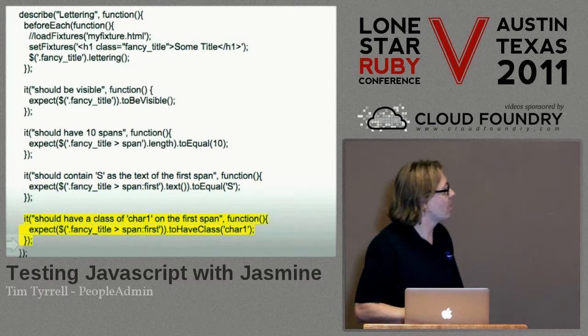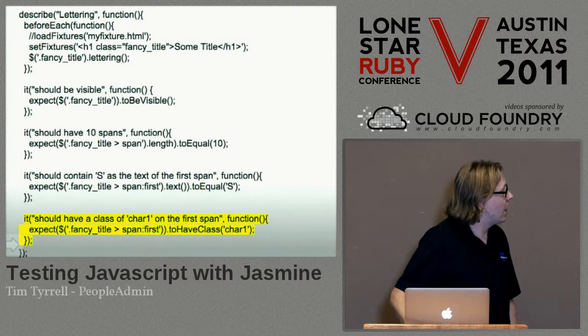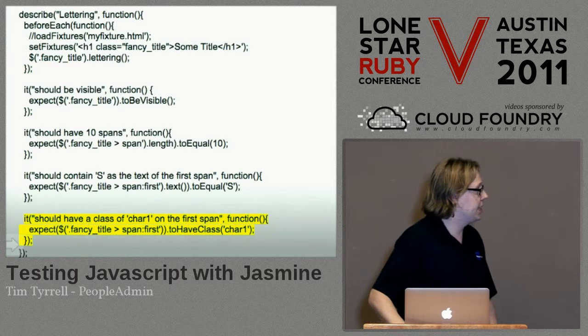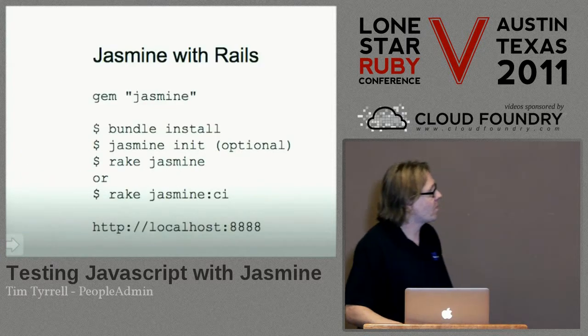And another one, hey, does it have a class? That's a jQuery Jasmine selector. It does. The first one has this class. So easy selecting stuff.